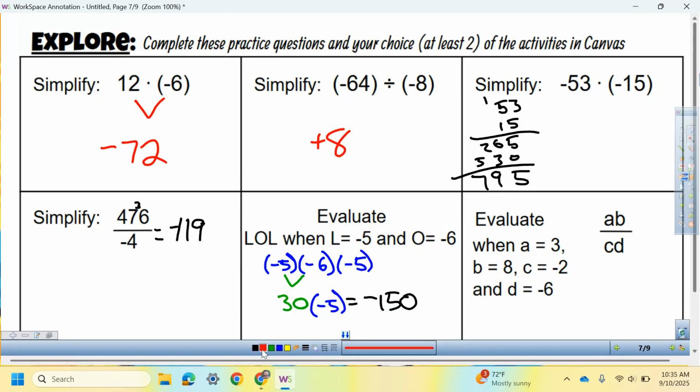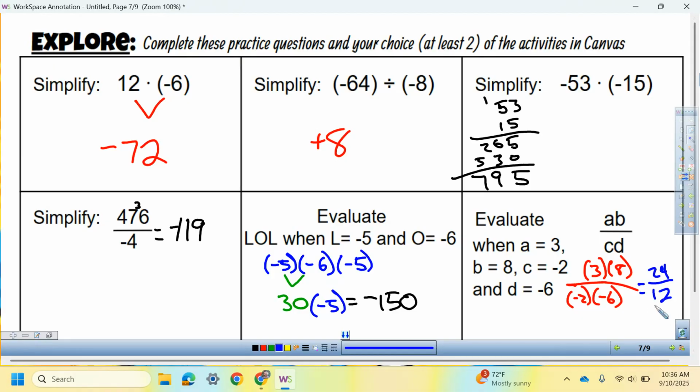All right, last one, best one. Let's plug these in. A is 3 times B is 8 divided by C is negative 2 times D is negative 6. All right, we got it all set up. So let's take care of the top. 3 times 8 gives us 24. At the bottom, a negative times a negative, that's a positive, and 6 times 2 is 12.